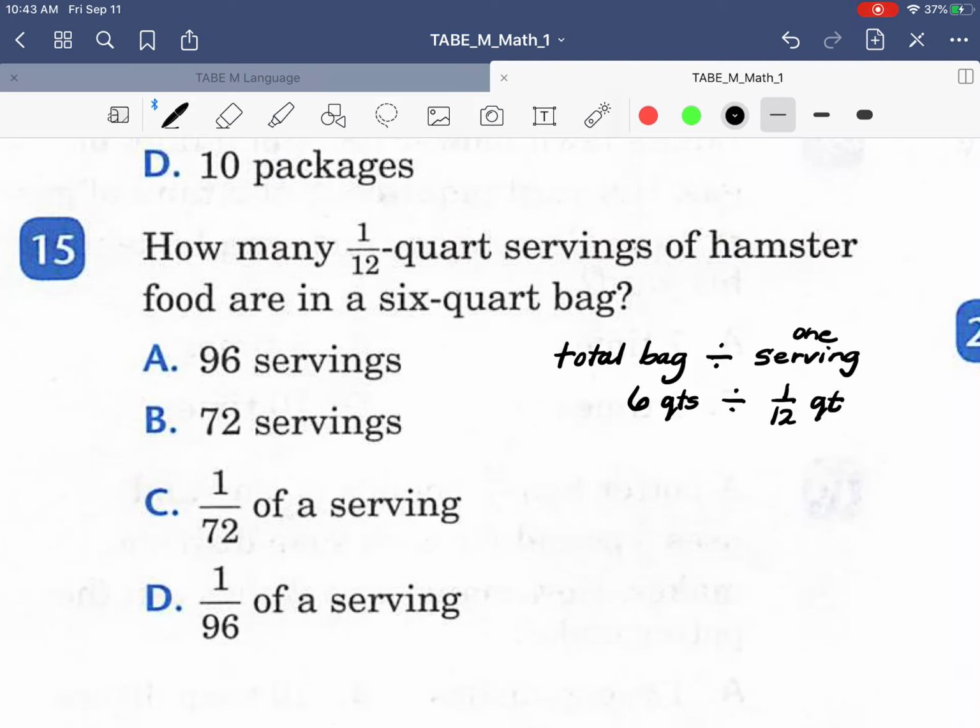You see how those units match. That's a very good thing. If those units don't match, you need to be very, very careful. So 6/1 times 12/1 is 72/1, or 72 servings. Answer to number 15 is B, 72 servings.